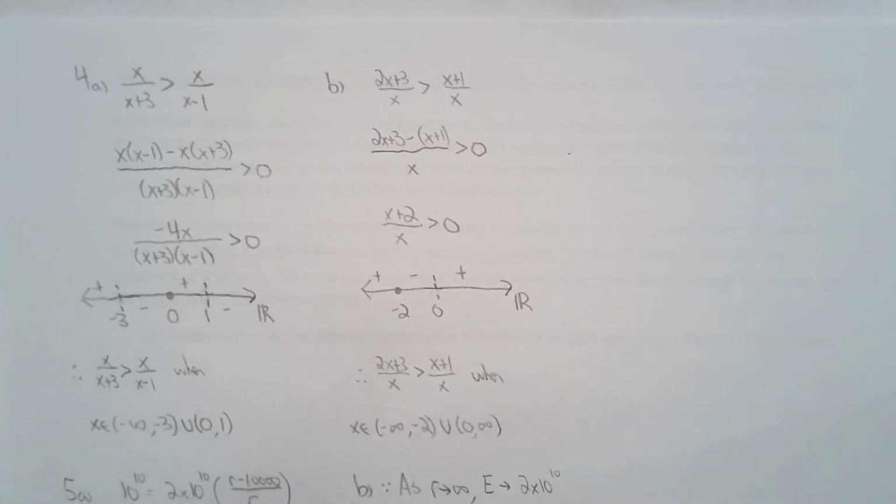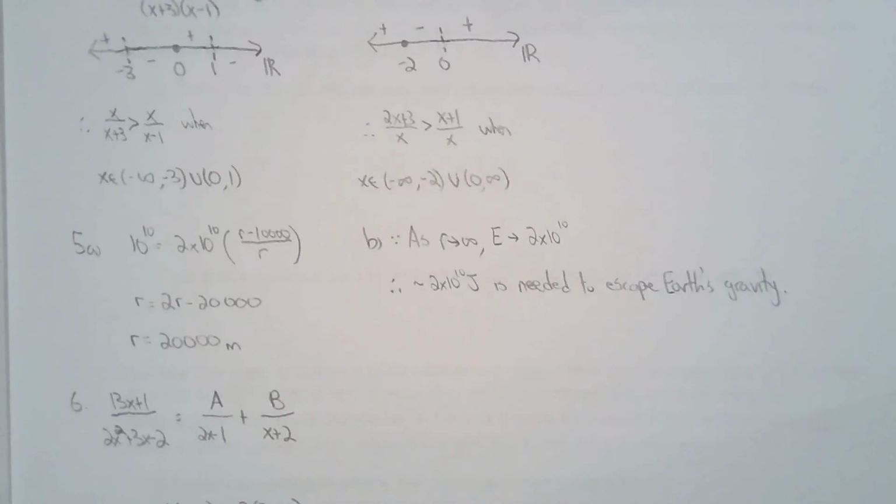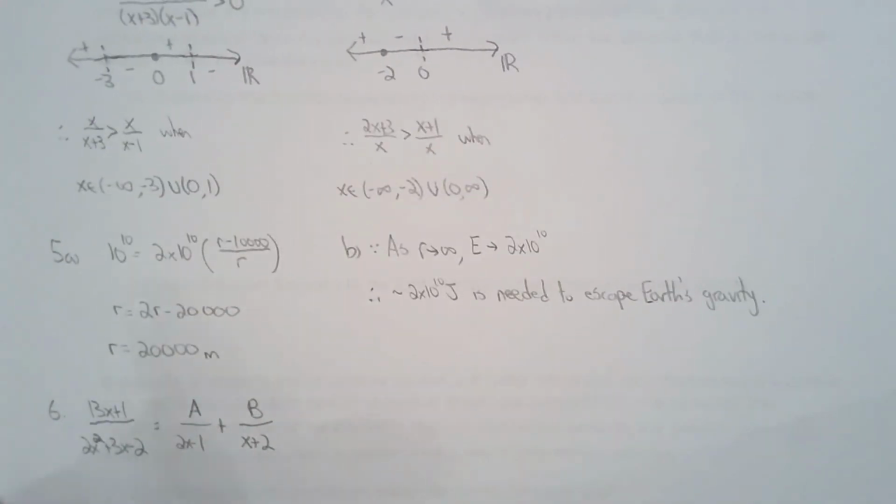Question 5 was a word problem. For 5a, you're basically solving an equation, and for 5b, you're just analyzing the end behavior of the rational function. Not much to say. I know 5b looks a little weird, but it's really linear over linear, so you can tell what the horizontal asymptote is if it's linear over linear.